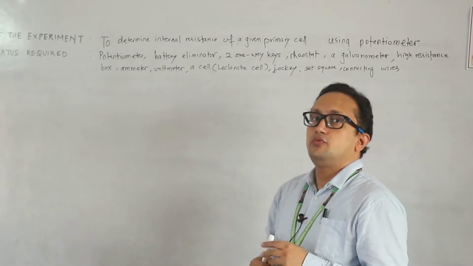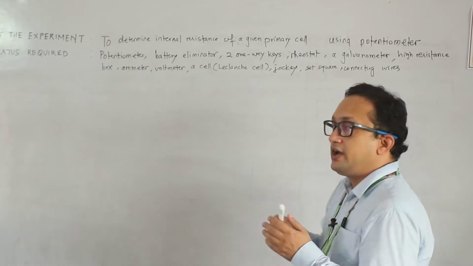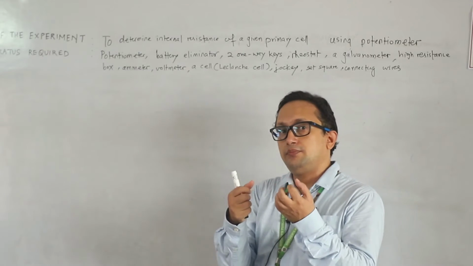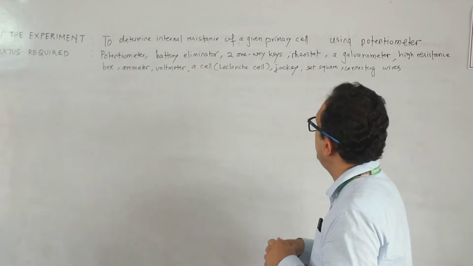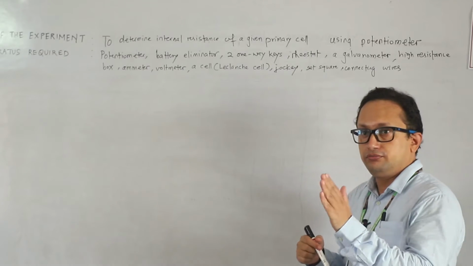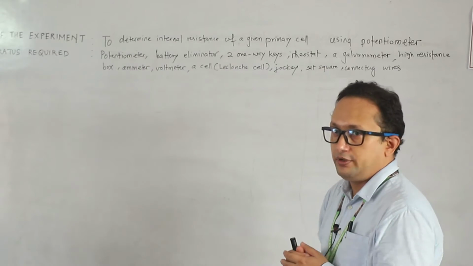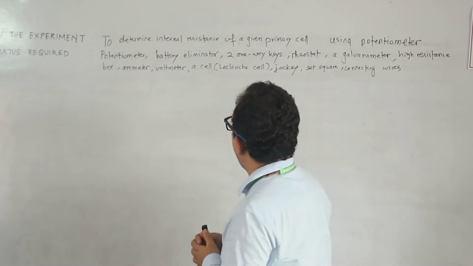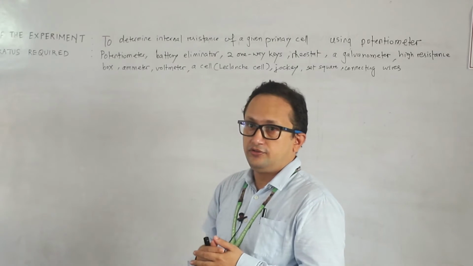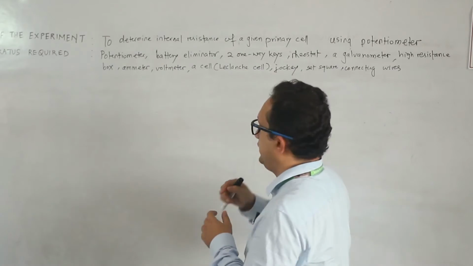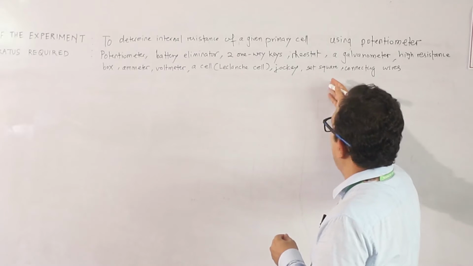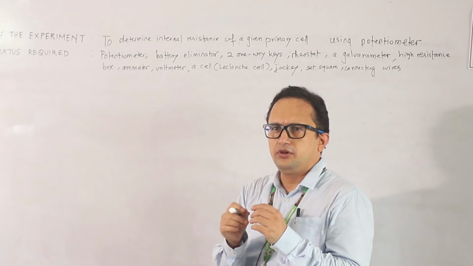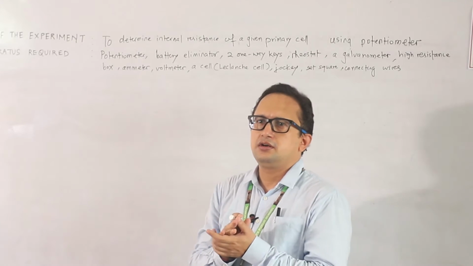You require two one-way keys, and you require a rheostat, which will be used for increasing or decreasing the resistance, which will help you control the current that will flow into the circuit. Then you require a galvanometer. Of course, it is a null deflection method, so a galvanometer will be useful. Then you have a high resistance box, one ammeter, one voltmeter. Of course, a cell whose internal resistance is to be calculated, and then the jockey. You require a scale or a set square, and of course some connecting wires along with a small sandpaper to ensure that there is clean connection.